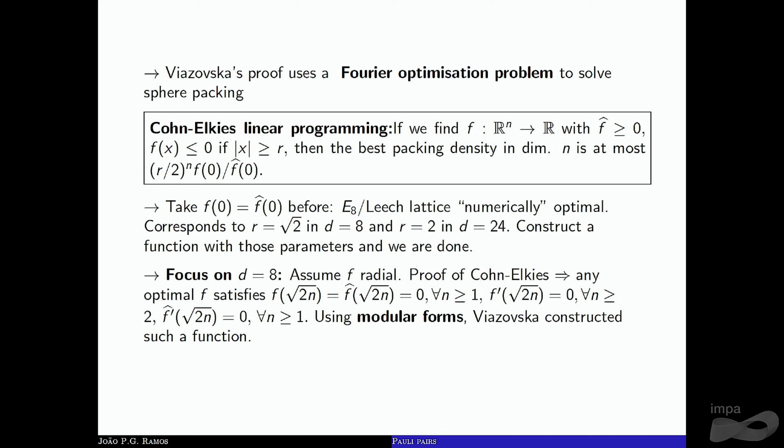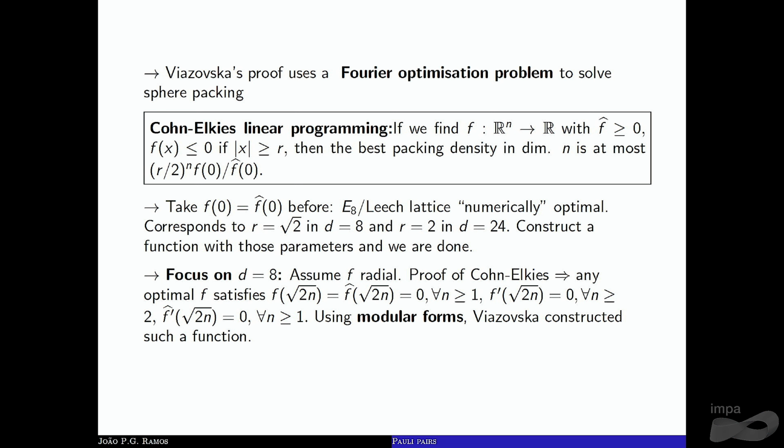Assuming that f is radial, and that root 2 is the best possible in dimension 8, she said: all I need to find is a function f, radial in R^8, such that its values at vectors of length root 2n, and the values of its Fourier transform at vectors of length root 2n, all vanish for n greater than or equal to 1. Its radial derivative vanishes at the same points as long as n is greater than or equal to 2, and the radial derivative of its Fourier transform vanishes at all of those points.